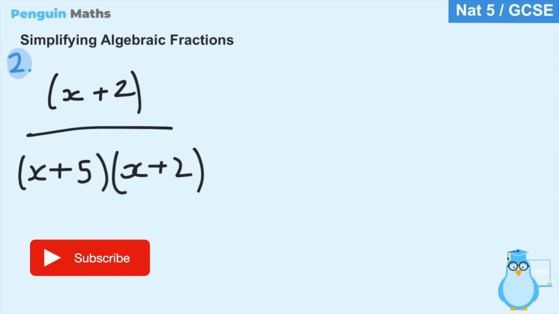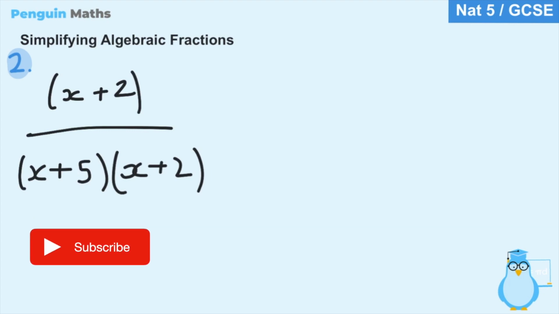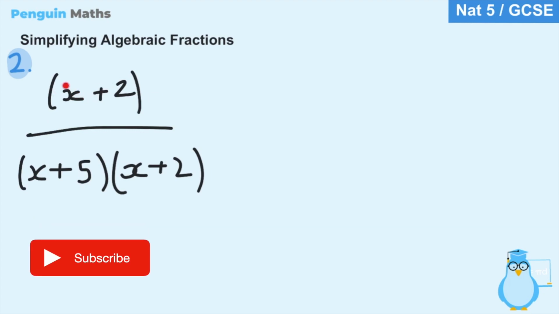Now let's have a look at this example. Here we have the algebraic fraction of x plus 2 on the top, and then on the bottom we have two sets of brackets, x plus 5 and x plus 2. And because the terms are grouped together in brackets, that means we can treat these brackets as individual terms of their own. And that also means that on the bottom here, because we have two sets of brackets, we know that they'll be multiplied together. So x plus 5 all times by x plus 2.